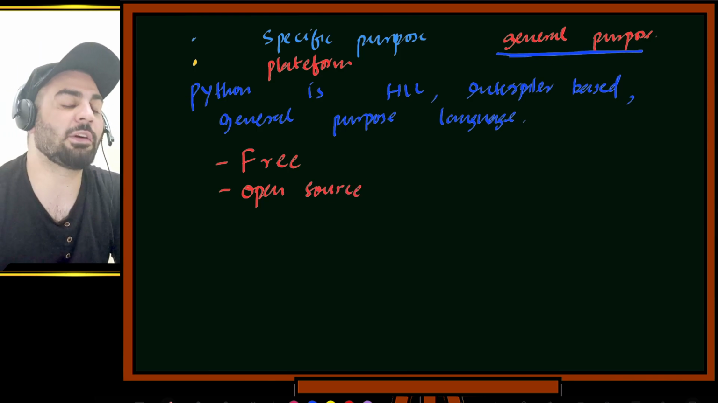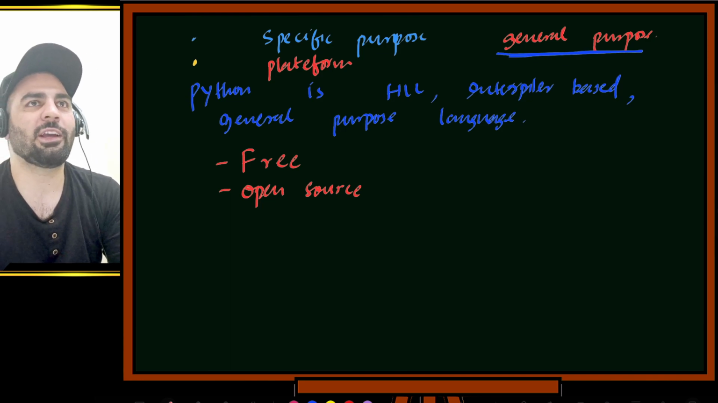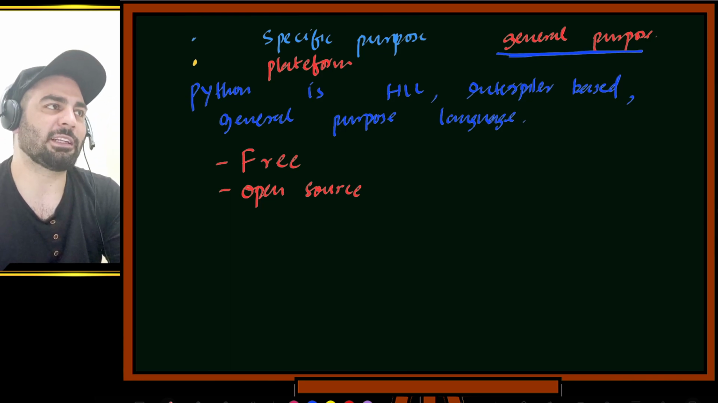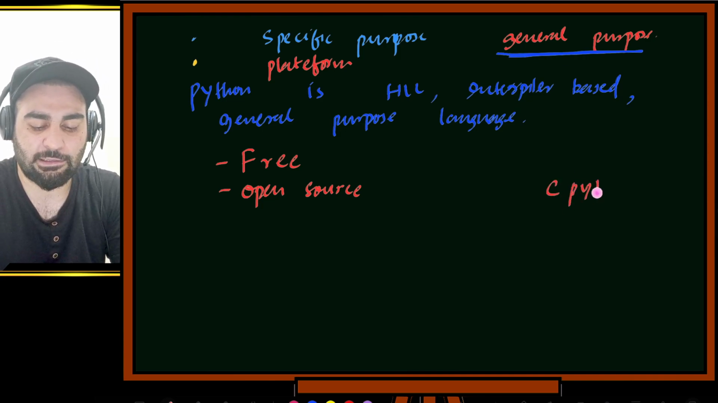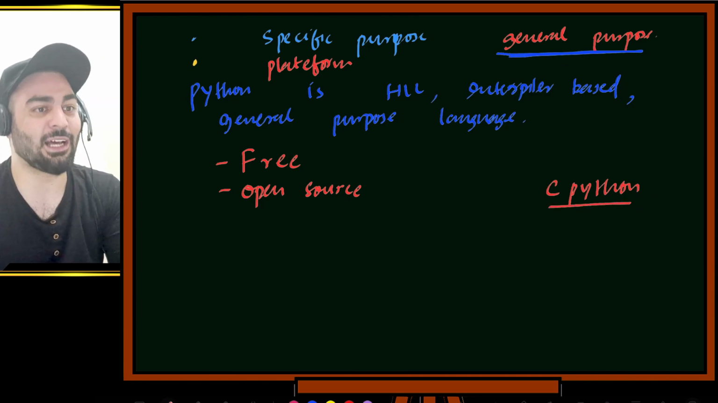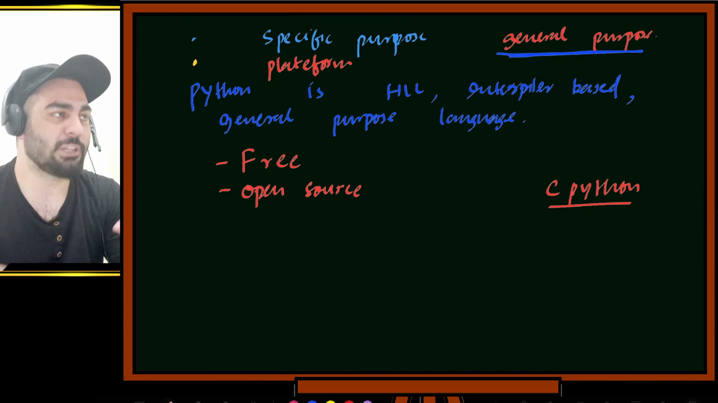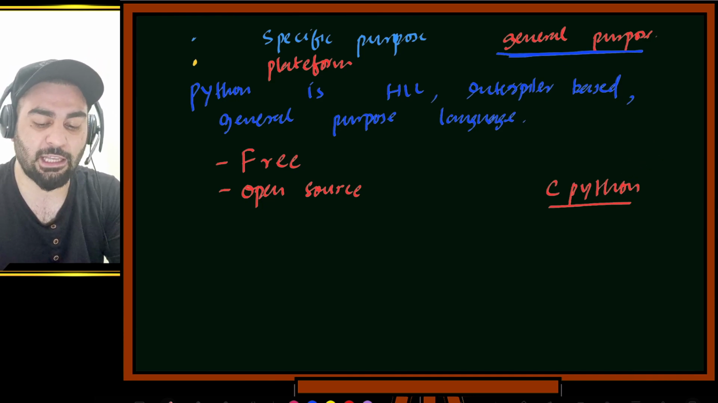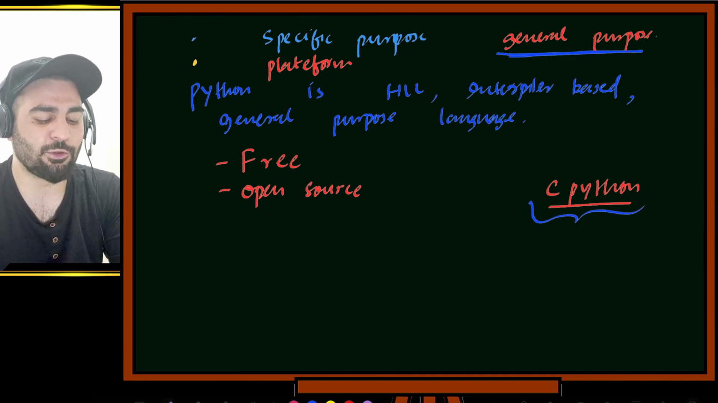Basically, what's the meaning of open source? Open source is where developers can contribute. You know that there are different versions of Python. The Python that we are going to learn is called CPython. You might be wondering, is there a Java Python also? Yes, there are. There are a lot of versions of Python. If you check the official documentation, the thing that we are going to learn is called CPython. That's what mostly people use.